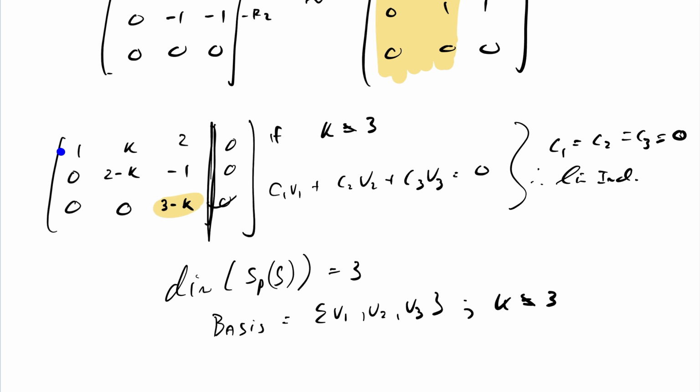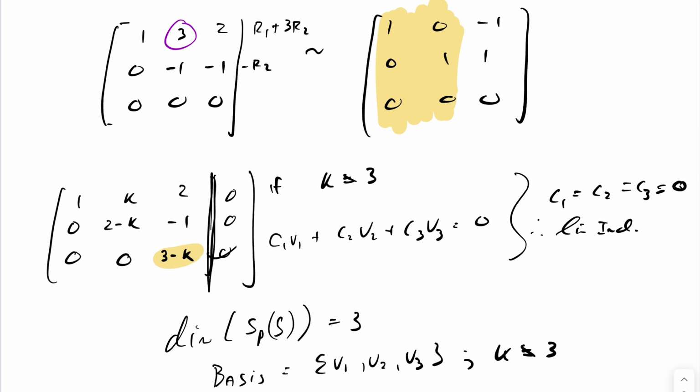So therefore, solving this system, we end up getting a unique solution, forcing the coefficients C1, C2, and C3 to all be 0, which is your condition for a linearly independent set. All right, let's take a look at another problem.